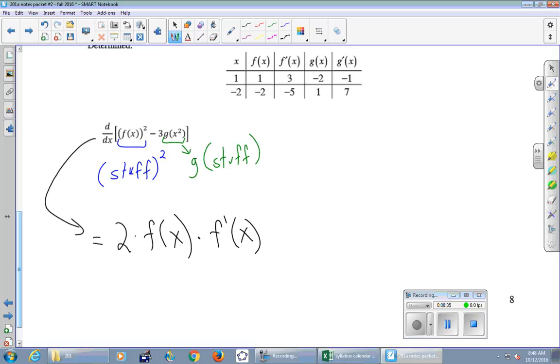I know as a math teacher, I should probably feel funny using the word stuff so often, but honestly, this is how I think of it. And I don't think of it in terms of symbols and f's and g's and primes. I just think of stuff.